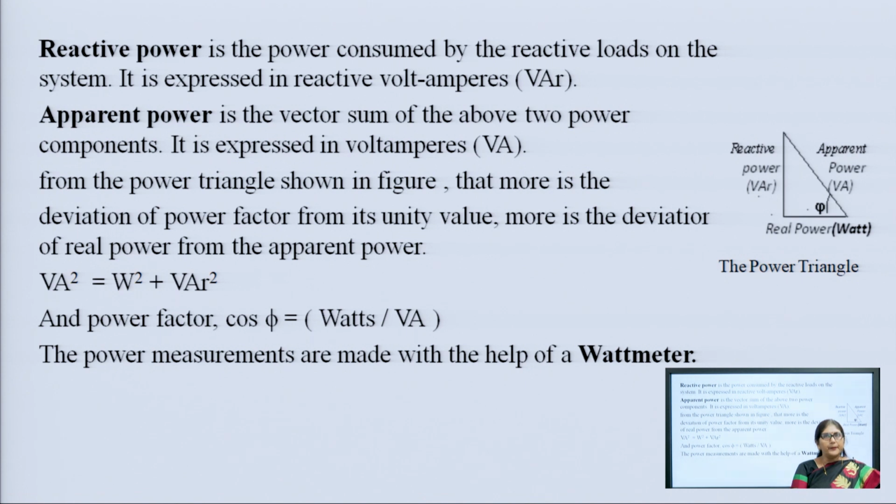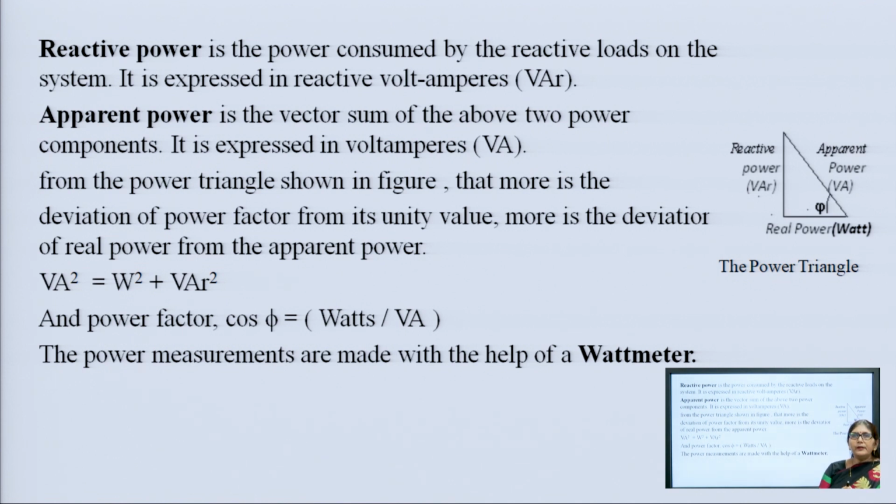Now, next is the apparent power. Apparent power is basically the vector sum of the above two power components, as we can see in the diagram. In the diagram we can see that there is a real power and there is a reactive power. The vector sum of these is the apparent power. If the deviation from real power to reactive power is more, then the apparent power is more.